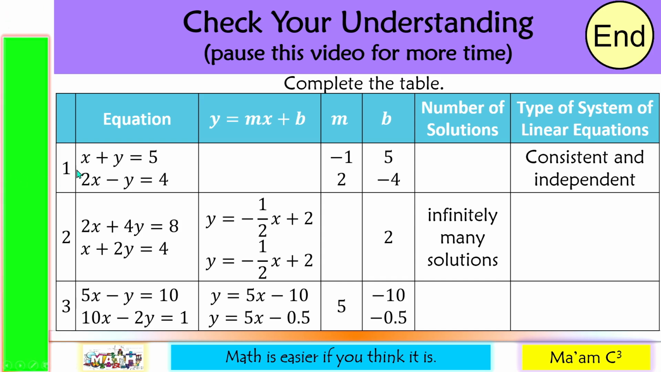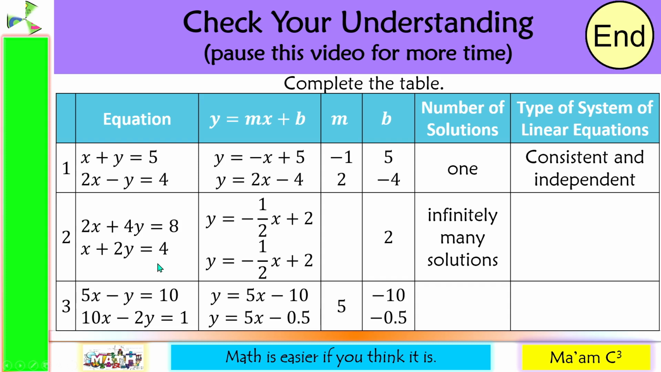For the first one, we are asked to determine the slope-intercept form. For the first equation, let us move x on this side. This will become y equals negative x plus 5. For the second equation, let us move y on this side and 4 on this side. This will be equal to y equals 2x minus 4. Since we have different slopes and different y-intercepts, then we know that there is exactly one solution for this. And that is correct because the type of system is consistent and independent.